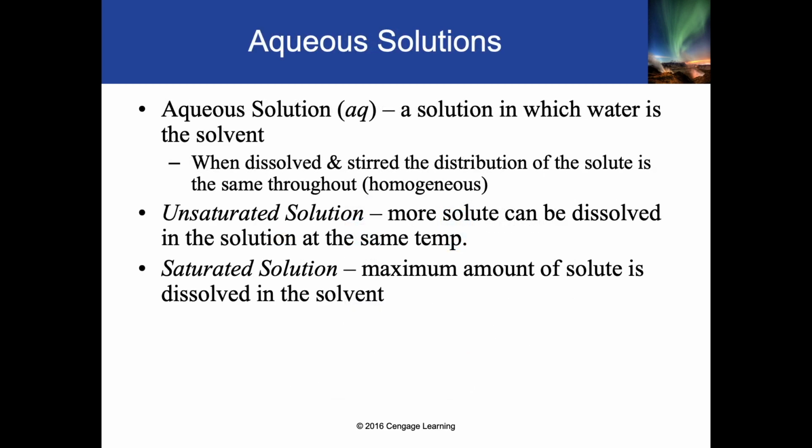So here are those definitions right here. We have aqueous solution, that is a solution in which water is the solvent. When dissolved and stirred, the distribution of the solute is the same throughout. That's called the homogeneous solution, like I was just talking about. We have unsaturated solution, which is a solution in which more salt or solute can be dissolved at the same temp. And then we have a saturated solution, which is the maximum amount of solute dissolved in that solvent. So that's the saturated solution of salt water.